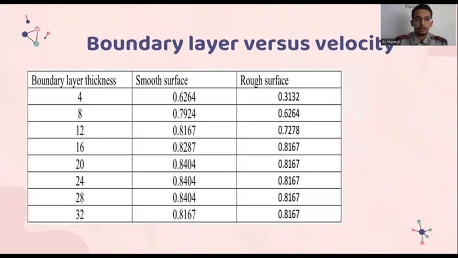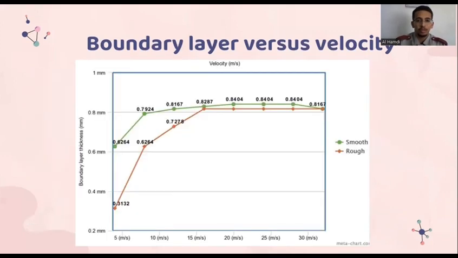So now we have boundary layer versus velocity for smooth surface at one selected plate distance x equal to 80. We can see in this table smooth surface and rough surface for boundary layer thickness from 4 until 32. So here we have speed distribution for smooth surface and rough surface, as we can see in this plot.